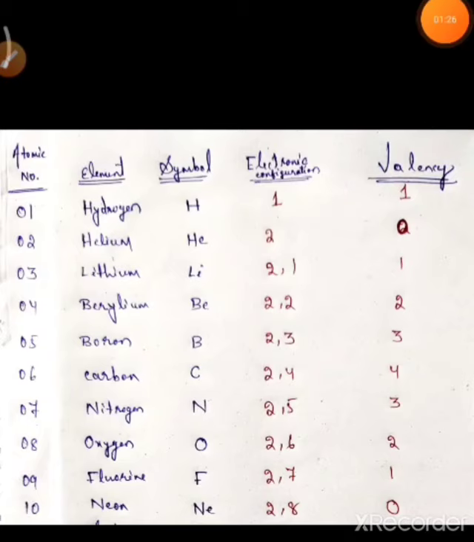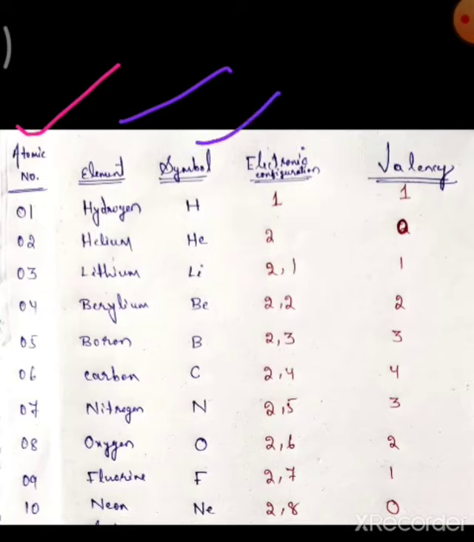In this video we are going to discuss the valency and electronic configuration of the first 20 elements, and we also discuss the electropositive valency and what is electronegative valency. So let's start. Like this you have to make a list. There you should write the atomic number, then element name, symbol, electronic configuration and valency.